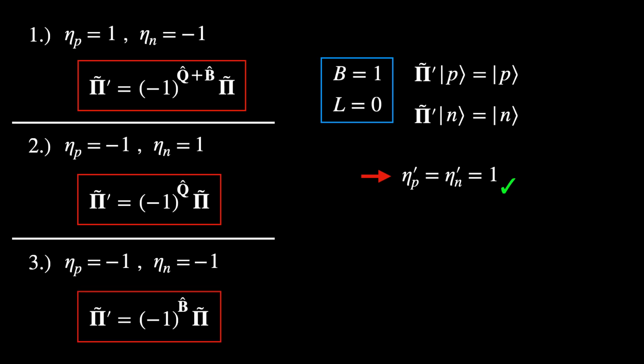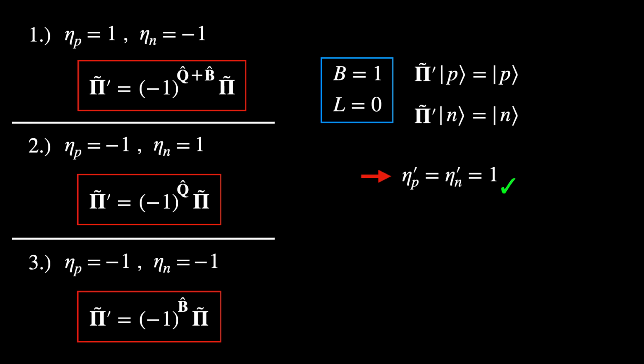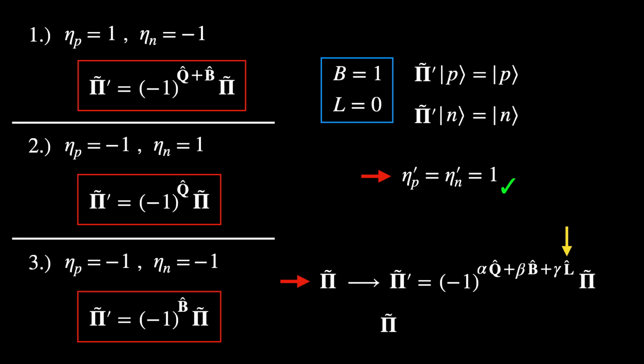Thus we see that the parities of the proton and neutron could both be set to 1 by appropriate redefinitions of the parity operator for all possible cases. But notice that up till now, the particles we are talking about have baryon number equal to 1 and lepton number 0. We have not actually made use of the lepton number operator. We can use this to also set the parity of the electron to 1.